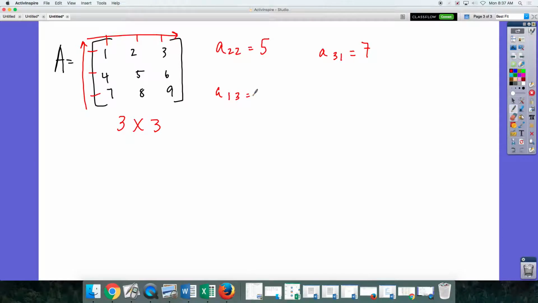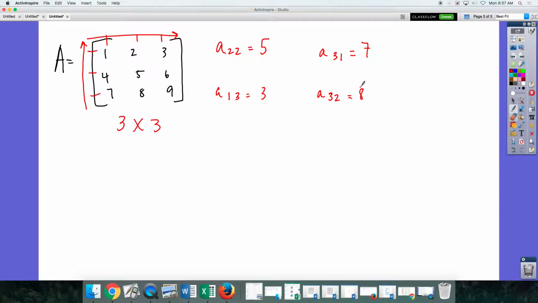All right, what about A1,3? 3? Does everybody agree? So that would be the first row. So here is the first row, right? And third column would be 3. All right, what about A3,2? Okay, so it's 8. Everybody agree? All right, so row 3, so we're on the third row. Column 2 would be 8.